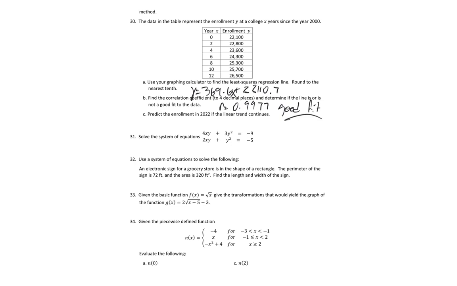Okay. Part C, predict the enrollment in 2022 if the linear trend continues. So X is the years since 2000. So 2022 would be 22 years since 2000. So X would be 22.